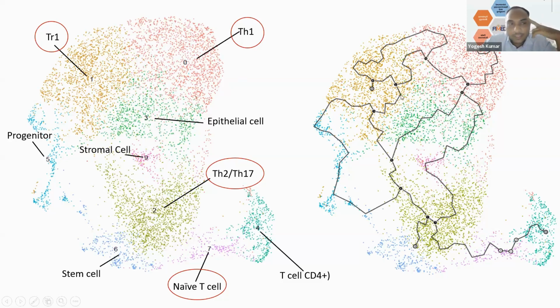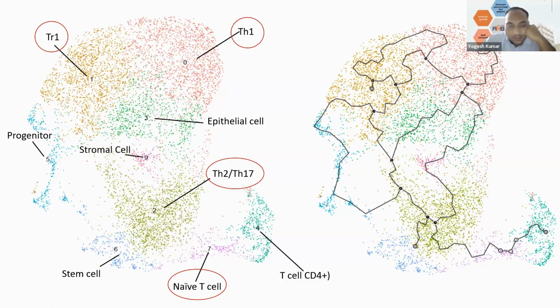For example, this TH1 cell is now converting to the TR1, and this cell is converting to other cells, and this cell is converting to other cells. So this comes under the category of trajectory analysis, which is the extensive form of doing the single cell analysis.